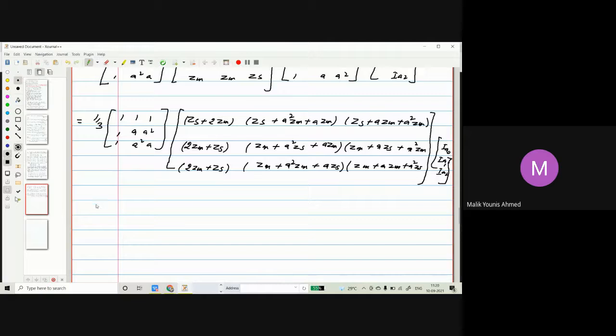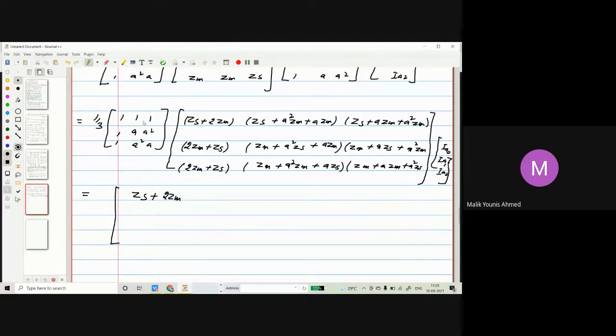So the first entry here will become that in this column finally. You just have to multiply it. Here it is ZS, 3 ZS. So divide by 3, it will be ZS plus 2ZM.